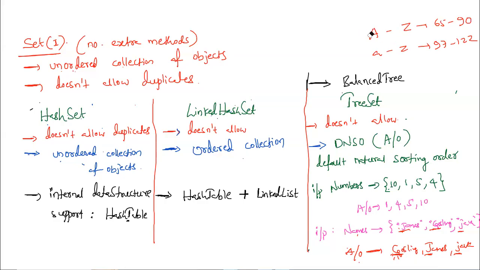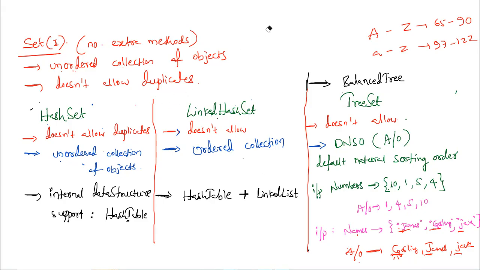So because of this internal support, why will HashSet elements be in random order? Because of the data structure support called hash table. And why will LinkedHashSet be an ordered collection? That is nothing but because of the linked list concept along with the hash table. Then why will TreeSet elements be in the default natural sorting order? Because of this internal balanced tree data structure support.